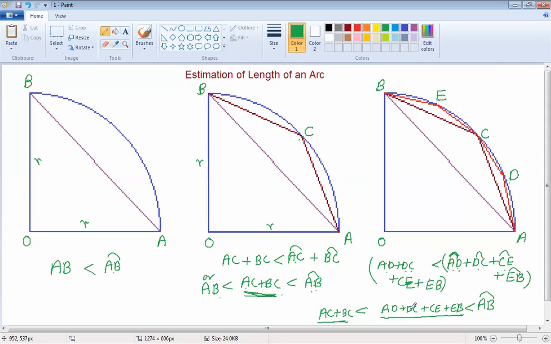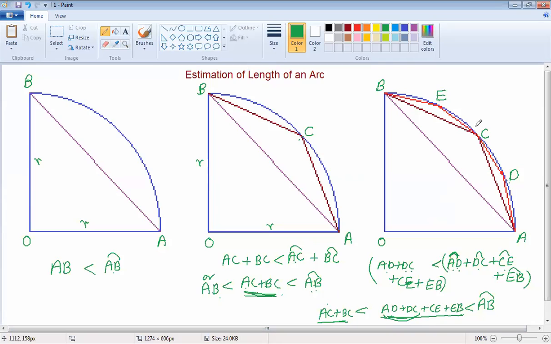But first two terms, see, AD plus DC. In the triangle ADC, AD plus DC is more than AC. Sum of the two sides of a triangle is more than the third. So in other words, AC is less than AD plus DC.